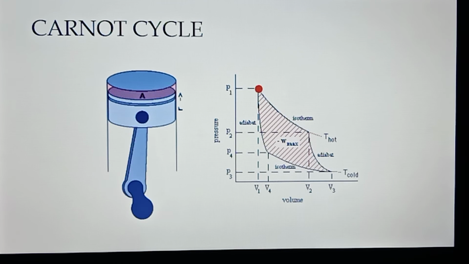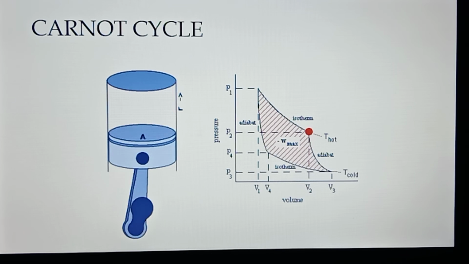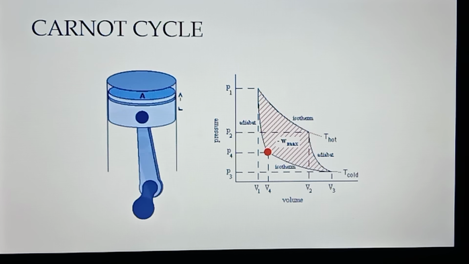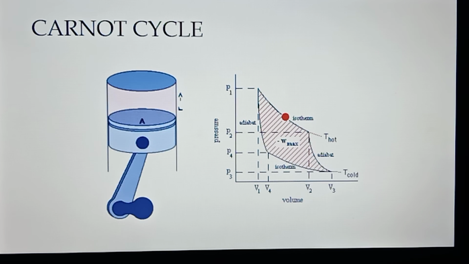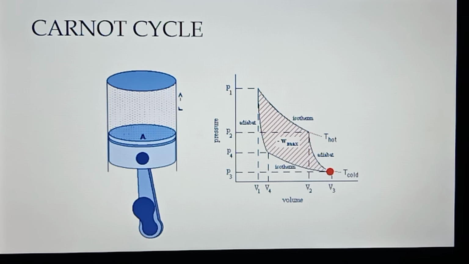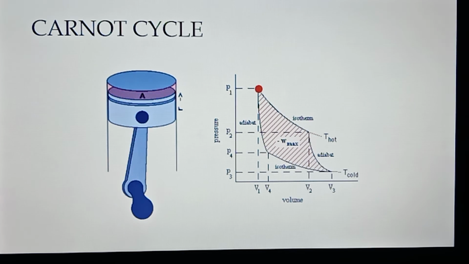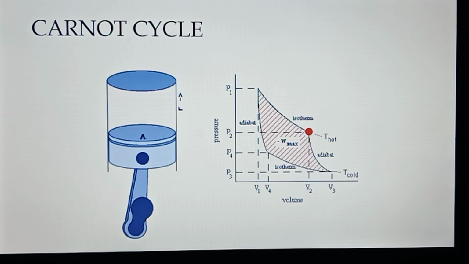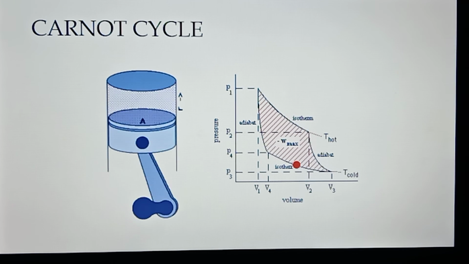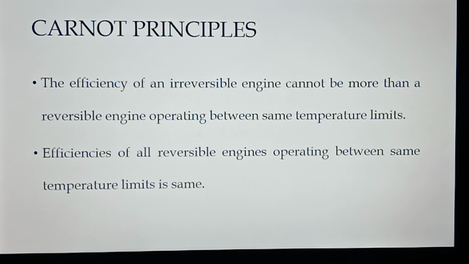Next comes the ideal cycle, the Carnot cycle. I say it is an ideal cycle because practically this cycle doesn't exist. It has two isothermal processes and two reversible adiabatic processes. And the efficiency of the Carnot cycle is 100%. The graph here represents the PV diagram for the Carnot cycle. The important Carnot principles are, first, that the efficiency of an irreversible engine cannot be more than that of a reversible engine operating between the same temperature limits. Second, the efficiencies of all reversible engines operating between the same temperature limits are the same.